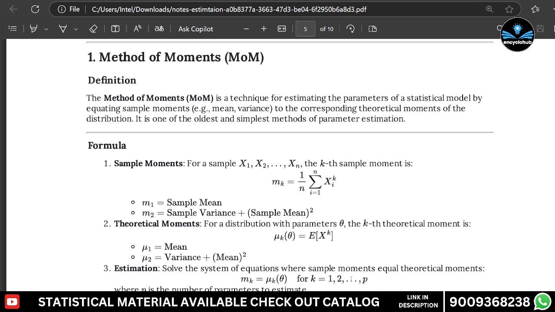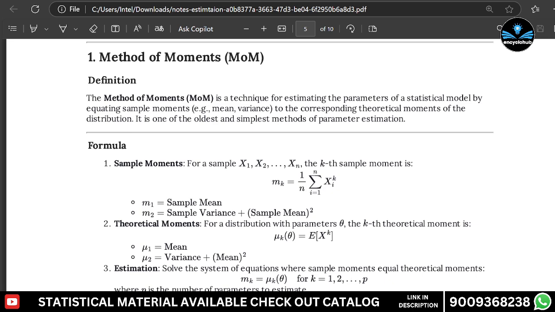We have already discussed the maximum likelihood estimators and the minimum chi-square method. In the previous videos, you can see these methods also. Right now we are discussing the method of moments. This is the simplest and easiest method.